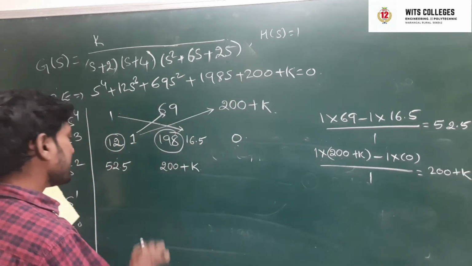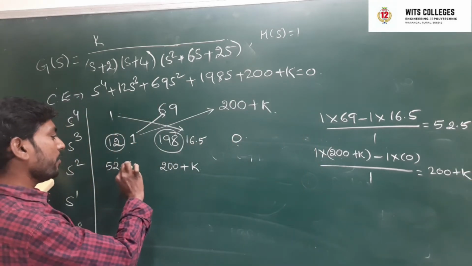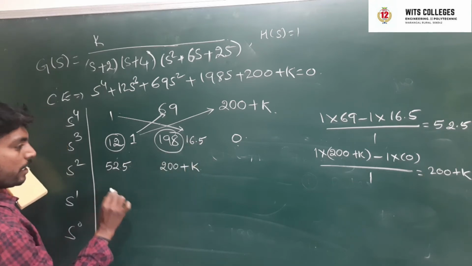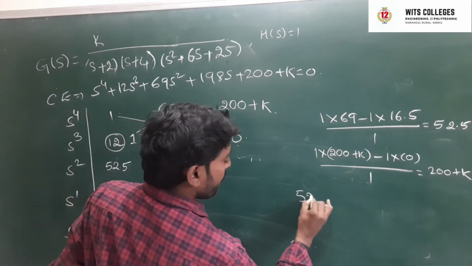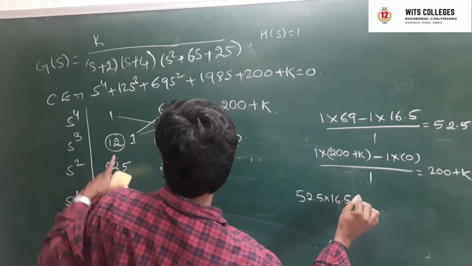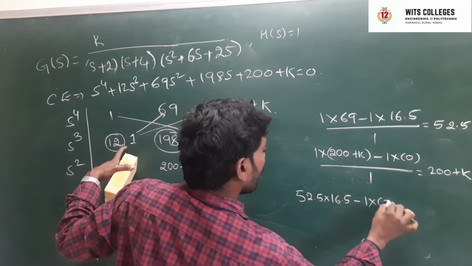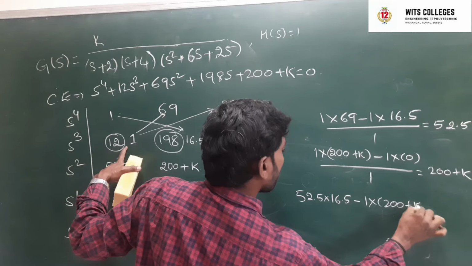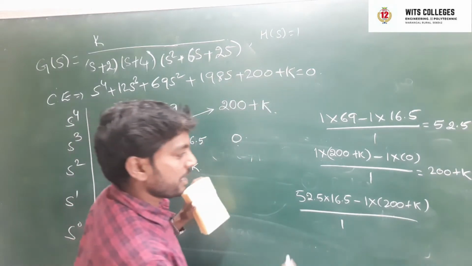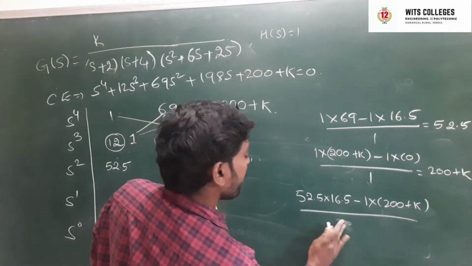Okay. Next one is 52.5 into 16.5 minus 1 into 200 plus K by 1. By simplifying this equation, we will get 52.5.